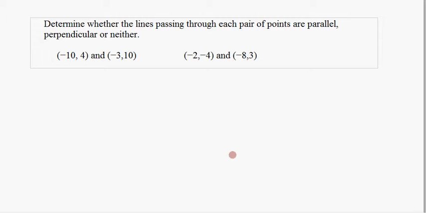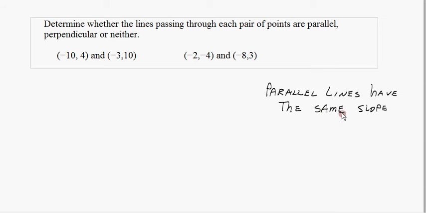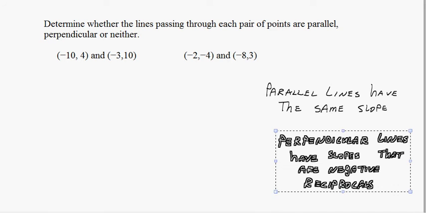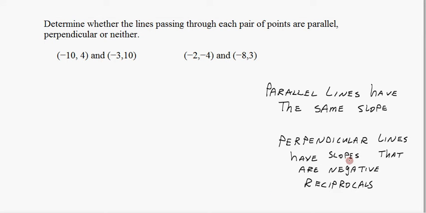Okay, here we're asked to determine whether the lines passing through each pair of points are parallel, perpendicular, or neither. Recall from a previous video, we said that if two lines are parallel, then they have the same slope. So if it turns out that this slope and this slope are equal to each other, then we know the lines are parallel. We also showed that perpendicular lines have slopes that are negative reciprocals, which just means that one of them is positive and one of them is negative, and that they're reciprocals of each other.